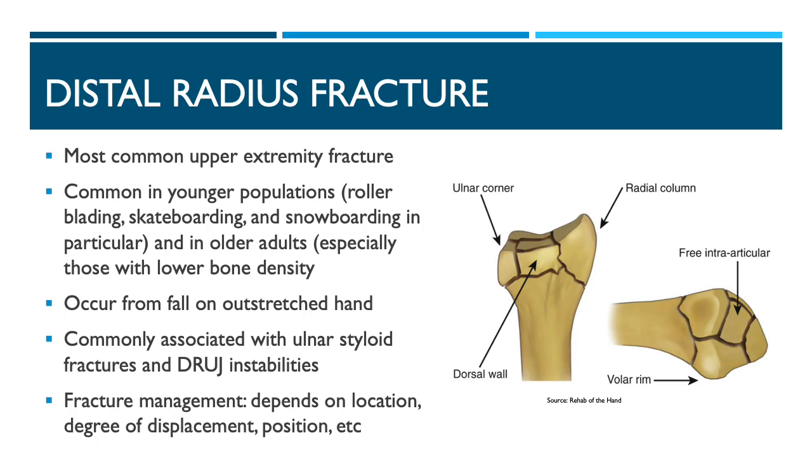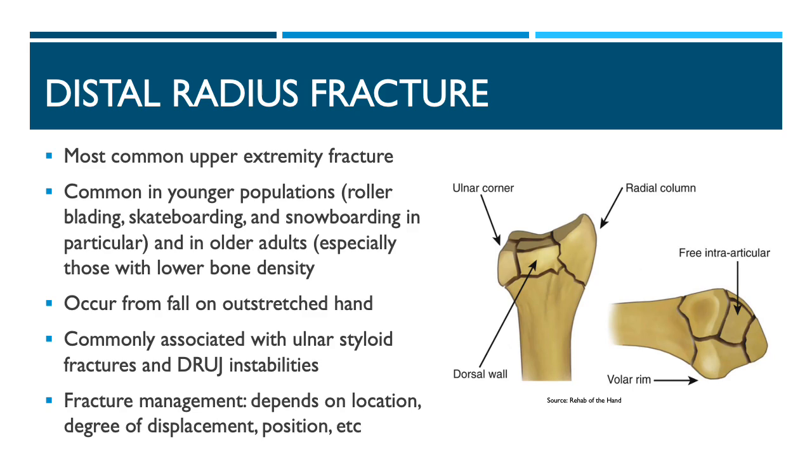So distal radius fracture is something super common. It is the most common upper extremity fracture. This is common in both younger populations, very activity dependent, especially in rollerblading, skateboarding, and snowboarding, because you'll fall a lot in those activities, especially if you're just learning. And then older adults, especially those with lower bone density. These occur from falls on outstretched hand. It's not like it has to be in a pronated hand or in this position. The position of displacement of the bone depends on the position of the fall.